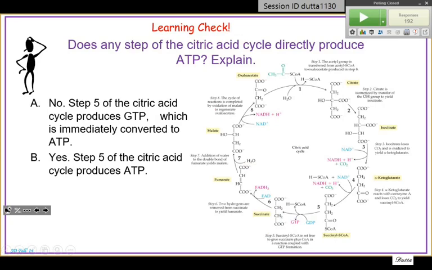Now, can you answer? Does any step of the citric acid cycle directly produce ATP? Explain. A or B? Which one is correct?